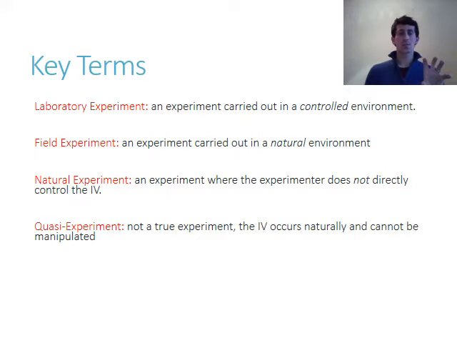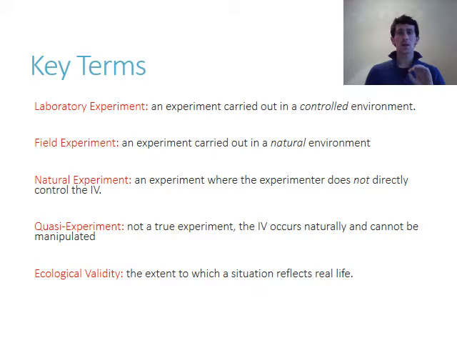A quasi-experiment is not a true experiment. It's an almost experiment, and the IV is something that occurs naturally, such as gender. So it's not being manipulated, but it allows us to look at differences between different genders, for example. And finally, it's this idea of ecological validity, and this is the extent to which a situation can reflect real life.